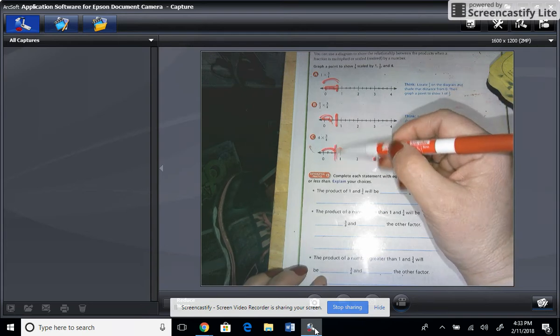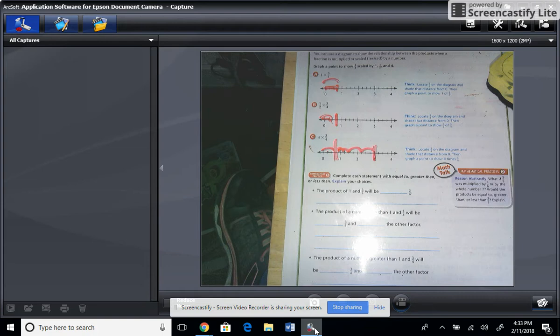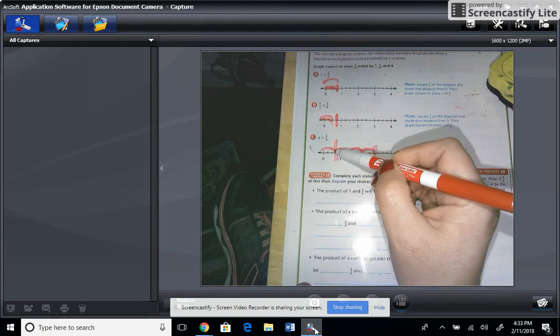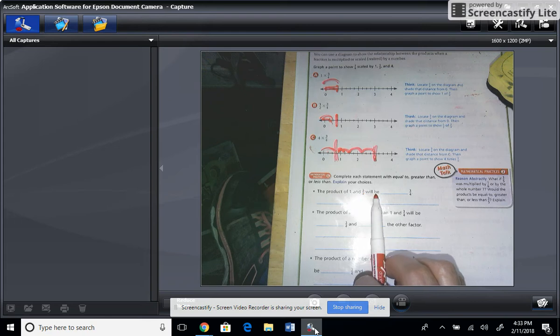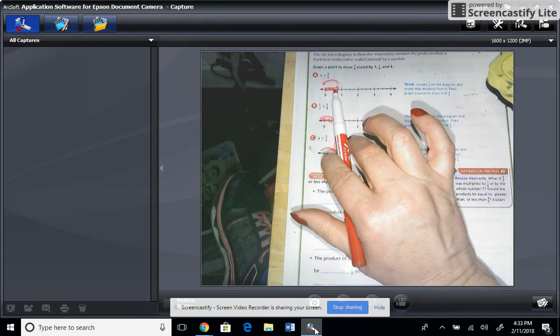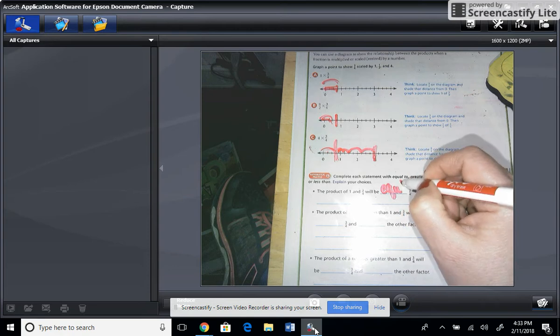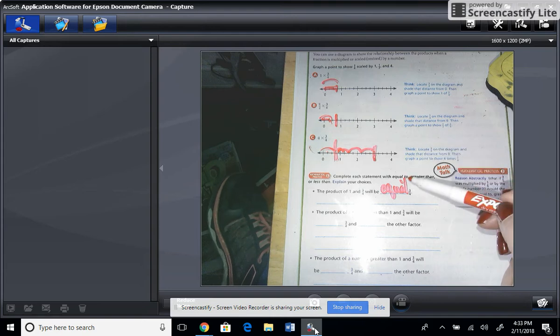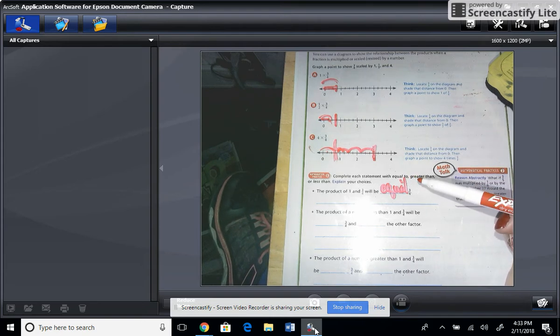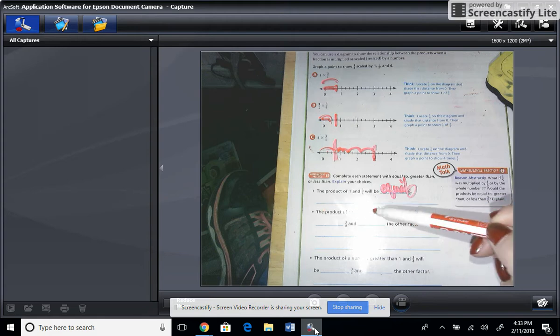Our first hump. Okay, so the product of 1 and 3/4 will be blank to 3/4. Well, if you look at it here, it's equal to. It's the same as 3/4. But 1 times 3/4 is, anything times 1 is that same amount. The product of a number less than 1 and 3/4 will be less than 3/4 and less than the other factors.